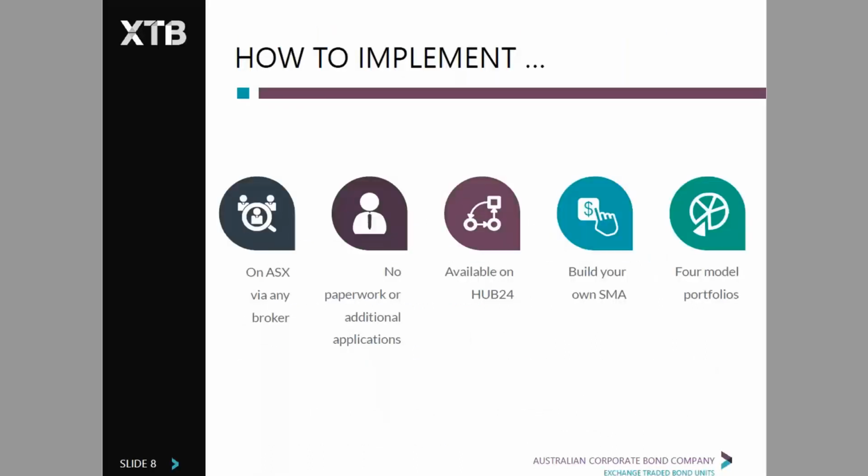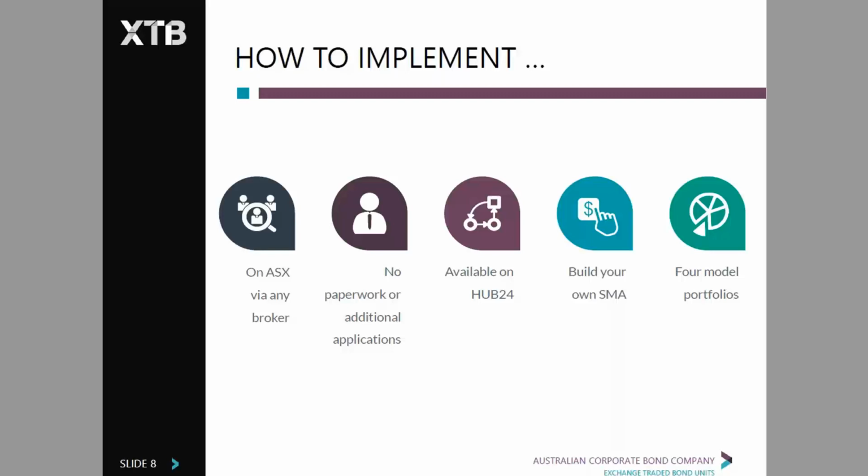So how do you get access to bonds? Well, they're on ASX. You can buy them just like any share, ETF, REIT, LIC, via a broker. There is no additional paperwork. It's just like buying shares on the ASX to buy XTBs. They're obviously available on Hub24 as a platform, and you can build your own SMA on Hub24 if you choose. Some people have already done that with XTBs, have built their own SMAs on their own internal or external platforms.